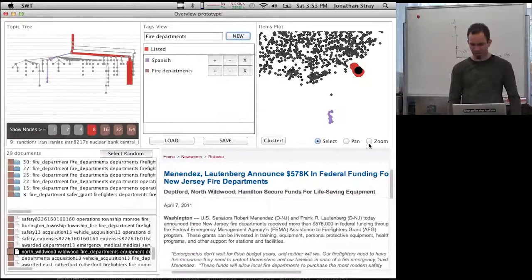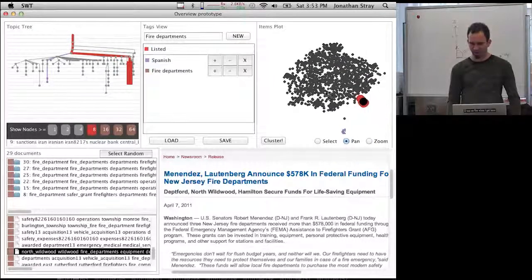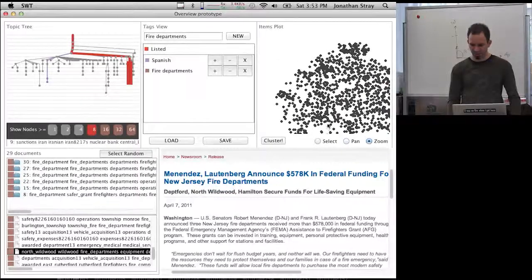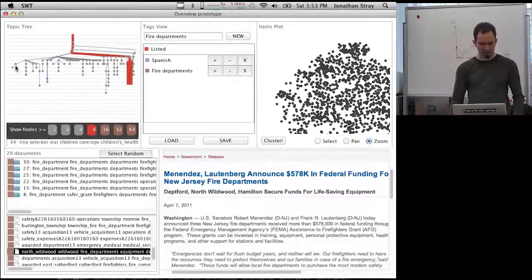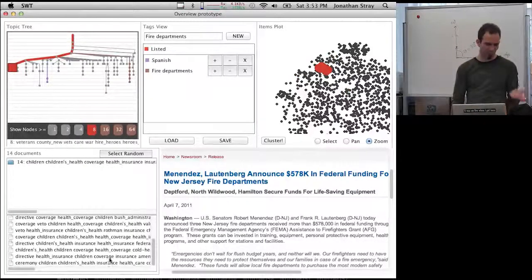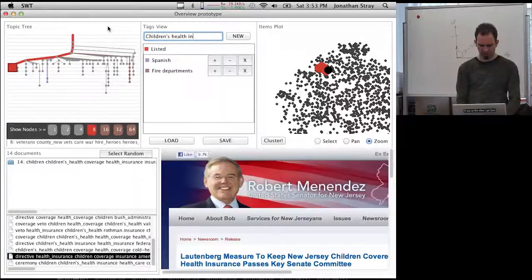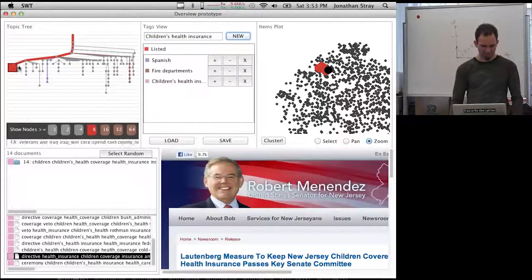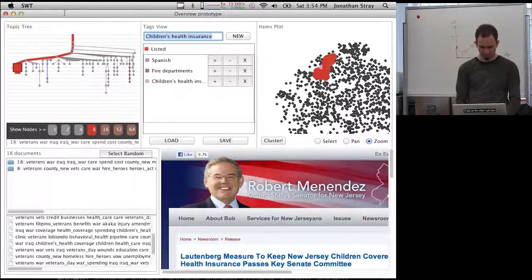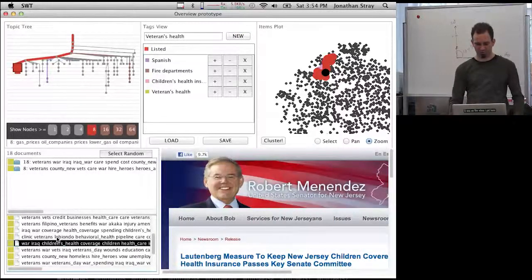And I can go through this either by manually grabbing clusters, but I actually don't have that great of separation from some of this stuff. So I'm actually going to look at the hierarchical tagging here. So this is Iraq Veterans War Children's Coverage. I've been through this before, so I know this really well. This is actually about children's health insurance. And this is about veterans' health. So they're both health related, but one is kids and one is Iraq War veterans.